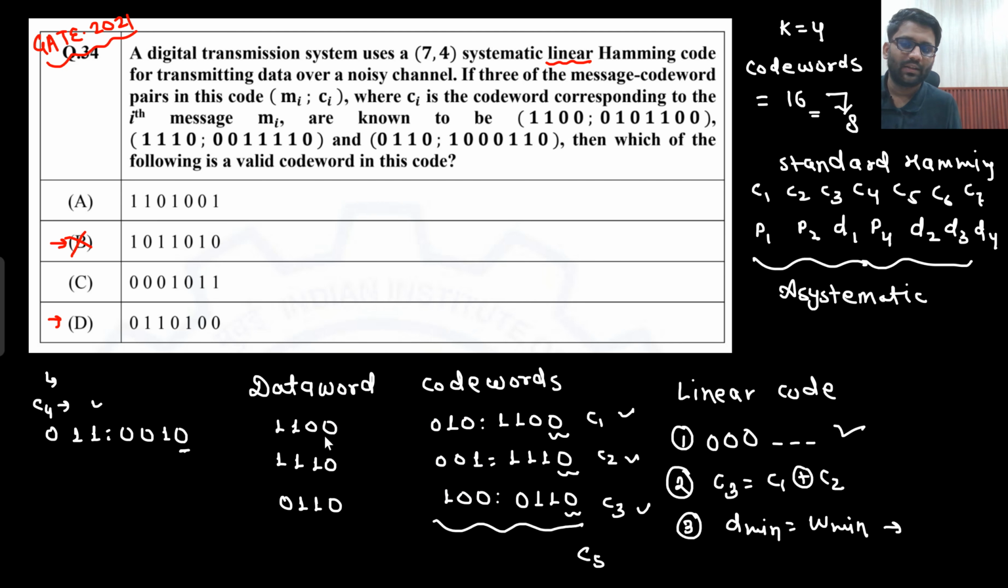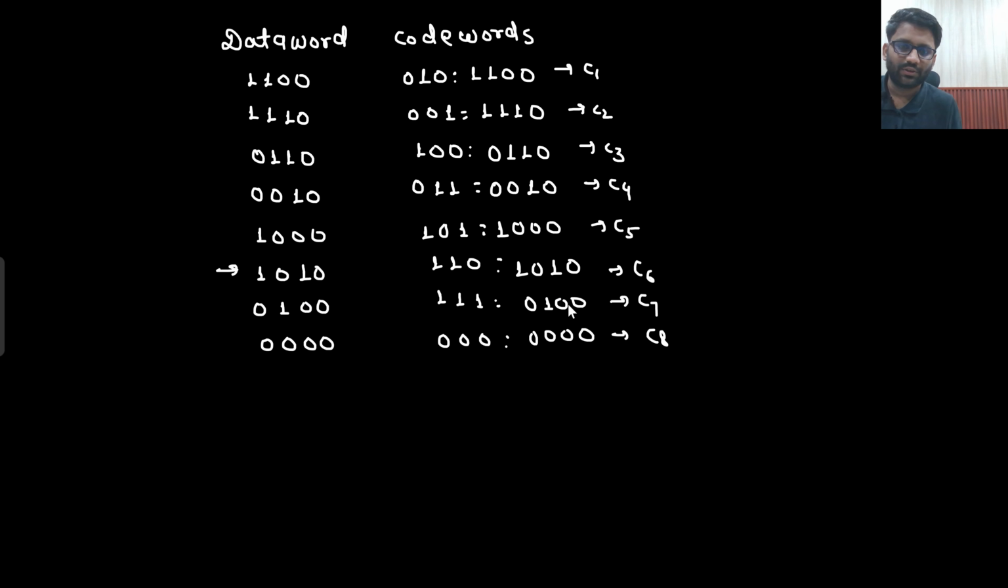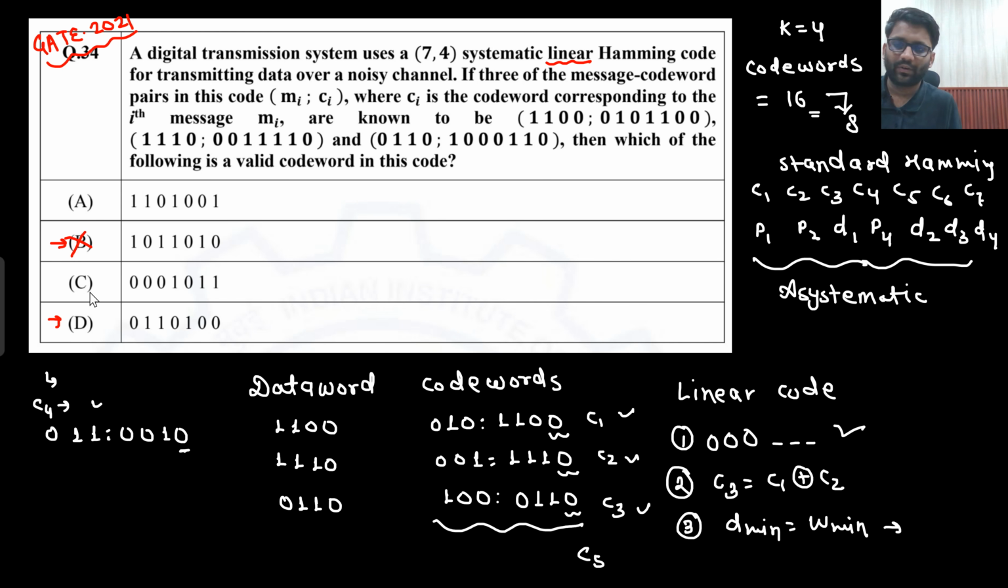Now let's go to option D. For 0100, your parity bits should be 011, but it is actually coming out to be 111. So it is also not matching. So your luck is not good. If one of them had matched, you would have clicked on the answer. It is not good now. Now you are stuck with these two options.